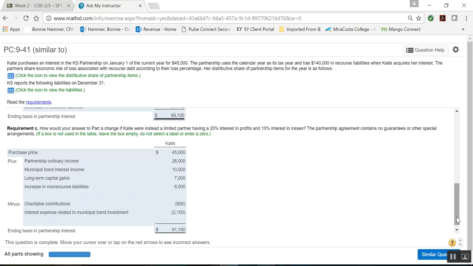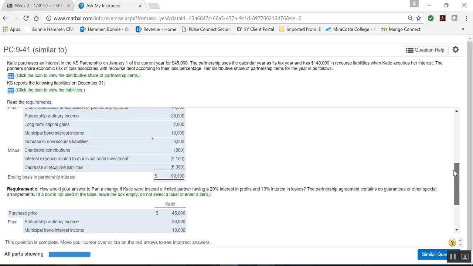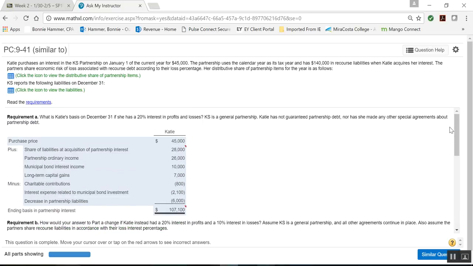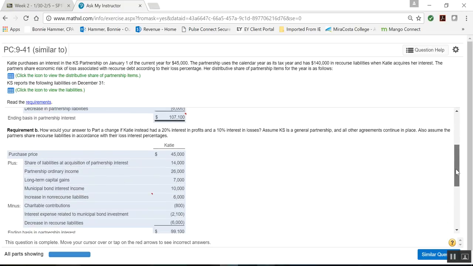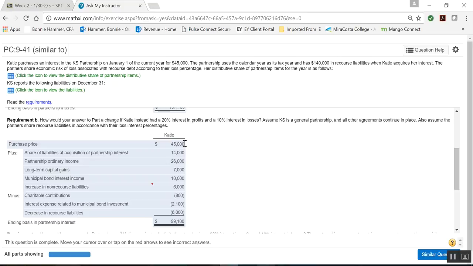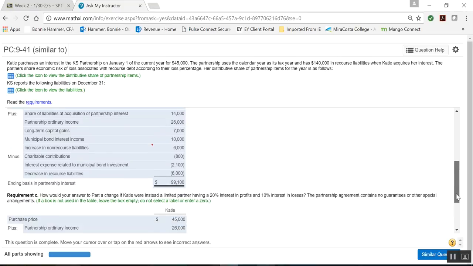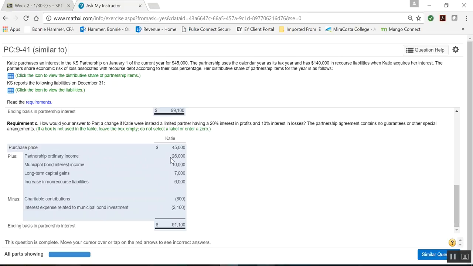Okay, so requirement C, I have to do the same thing. My goal is to calculate her ending basis in the partnership interest. I start with 45, that doesn't change. She doesn't get any basis in the recourse debt. Because there's no non-recourse debt at the beginning of the year, there's only recourse debt, she doesn't get any basis at the beginning of the year for the non-recourse debt, okay? Oops, I'm in the wrong place. Okay, she doesn't get any basis for that.